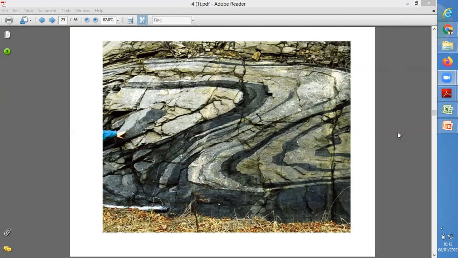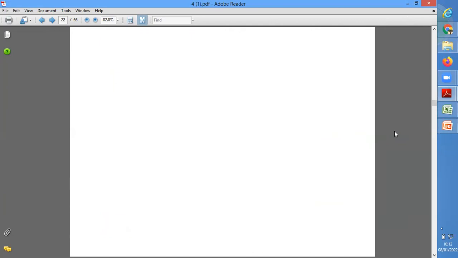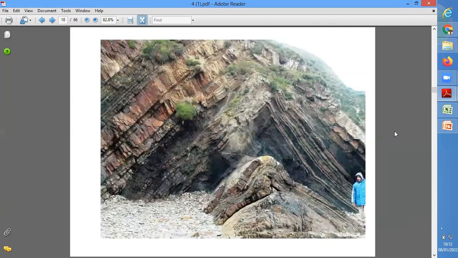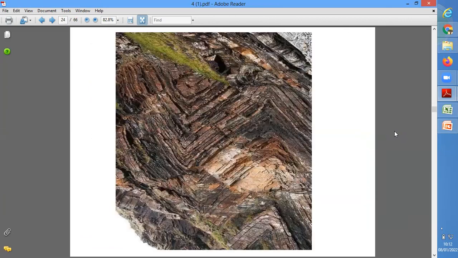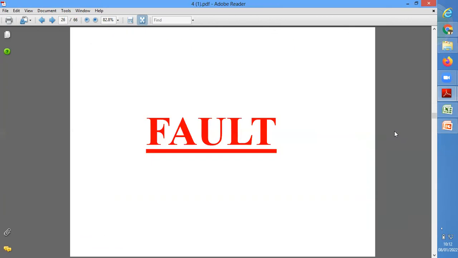So, in the last lecture, we discussed fold and its types. Today we are going to discuss the next important structure present in the rock, and that structure is considered as a fault. I have told you that different structures are there in rocks, like fold, fault, joints, unconformity, etc. We have understood fold very well, what is the meaning of fold and how folds are formed. Now today we are going to discuss the meaning of fault and its types.